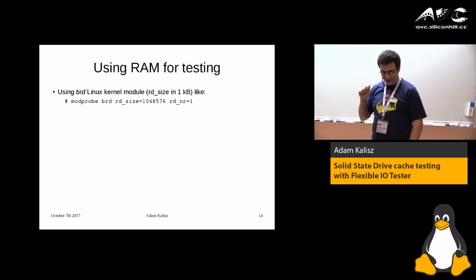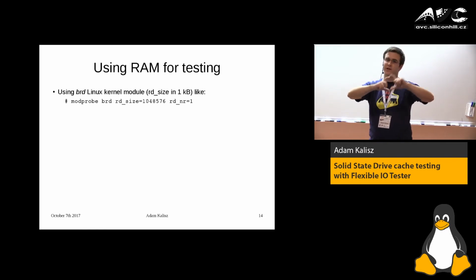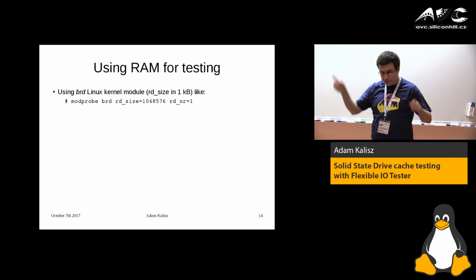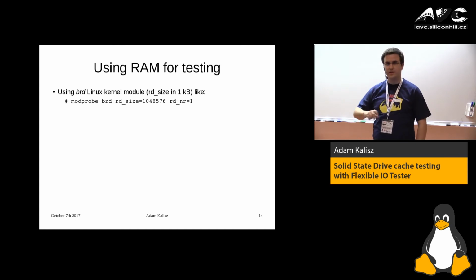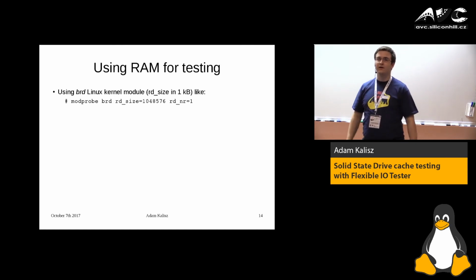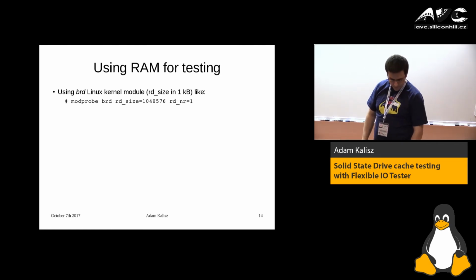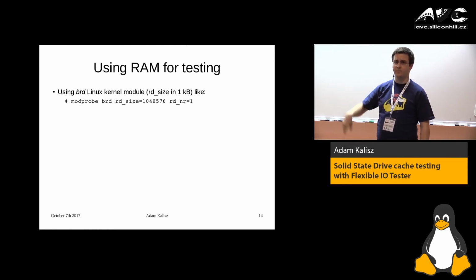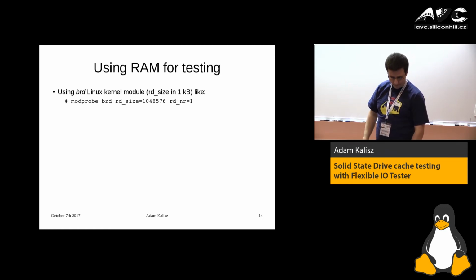You take a piece of RAM and say, okay, this is my block device now. You can do that in pretty much any distribution now with the BRD module. It's very straightforward. You just put this one line there and you get 1 GB of memory as a block device. It's mostly mapped in dev RAM 1 or something.